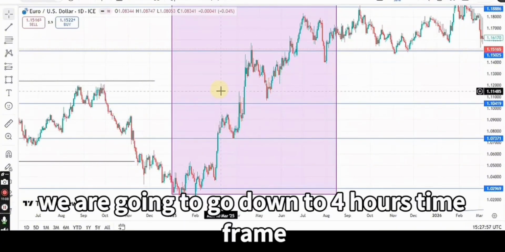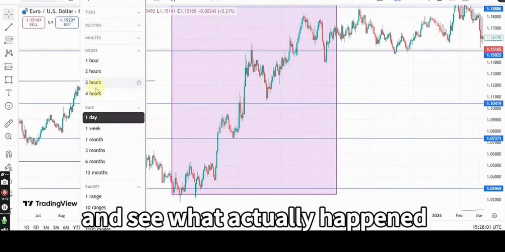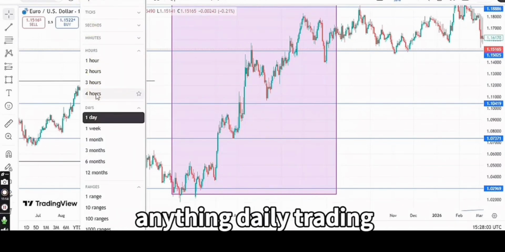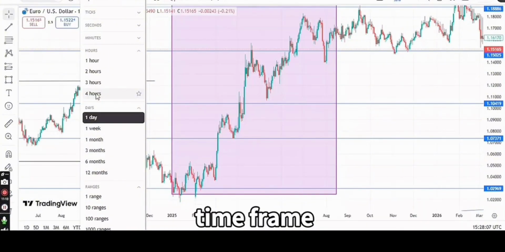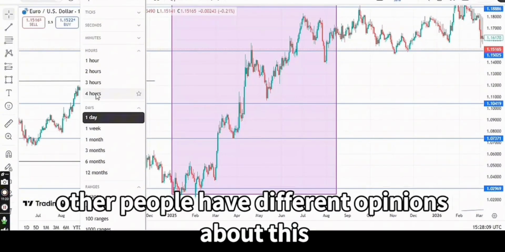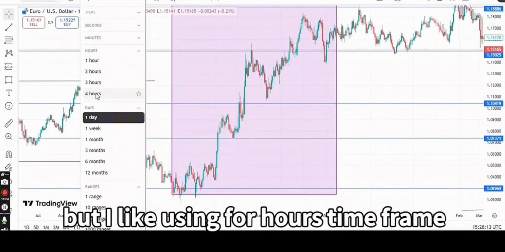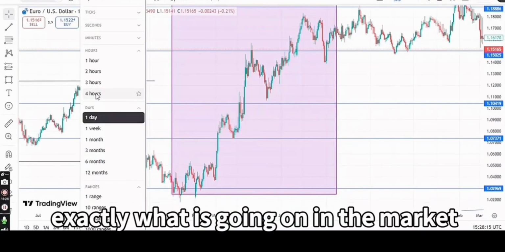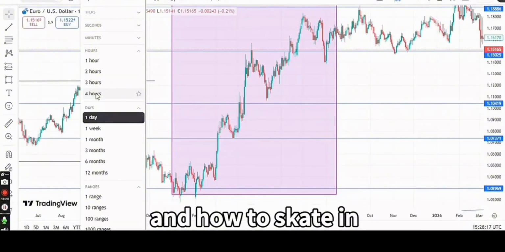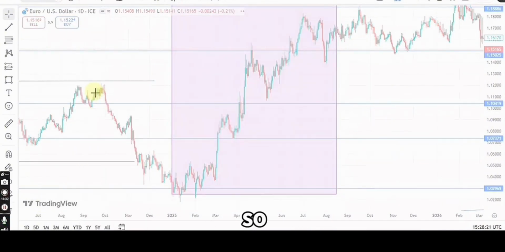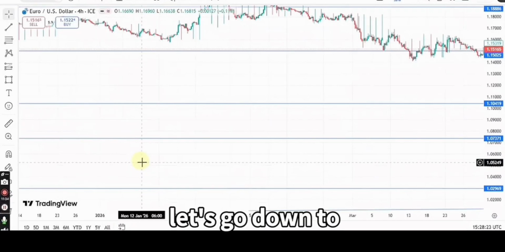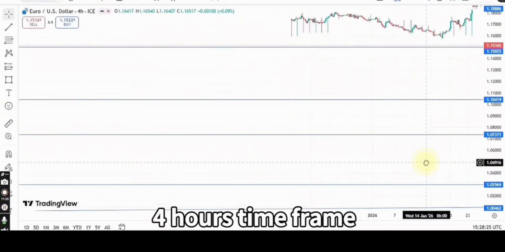Okay, but we are going to go down to 4 hours time frame and see what actually happened, because when you are doing any day trading, you need to analyze everything in 4 hours time frame. Other people have different opinions about this, but I like using 4 hours time frame to know exactly what is going on in the market and how to scale in 1 hour time frame and 15 minutes time frame. So let's go down to 4 hours time frame.